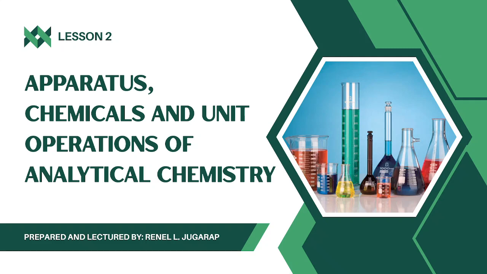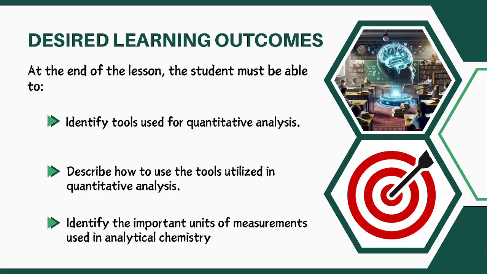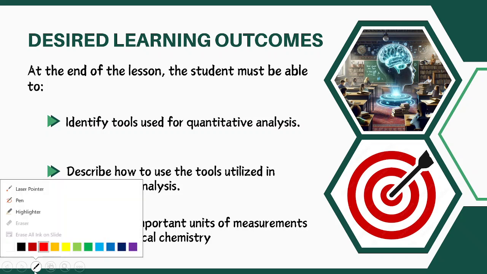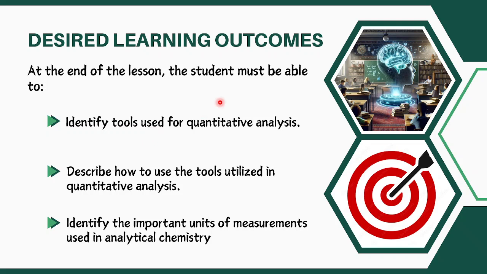Hello everyone. At this point, I will be discussing lesson 2, which is all about the apparatus, the chemicals, and unit of operations of analytical chemistry. And these are our desired learning outcomes. At the end of our lesson, you should be able to identify the tools that are used for quantitative analysis, describe how to use the tools that are utilized in quantitative analysis, and identify the important units of operations that are commonly used in analytical chemistry.